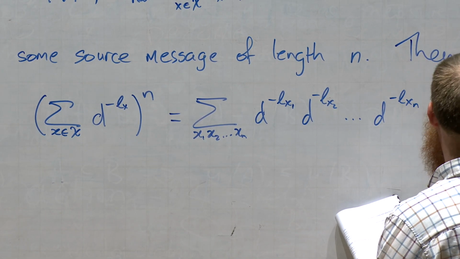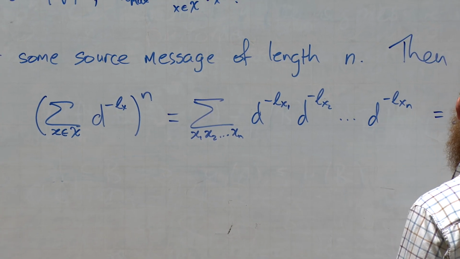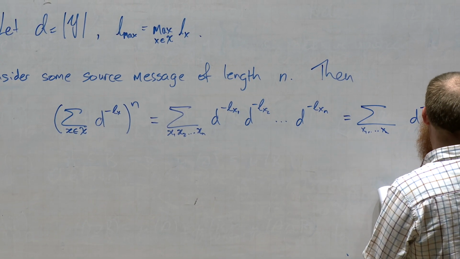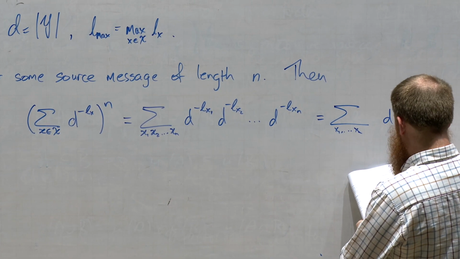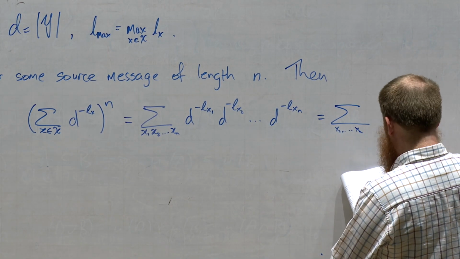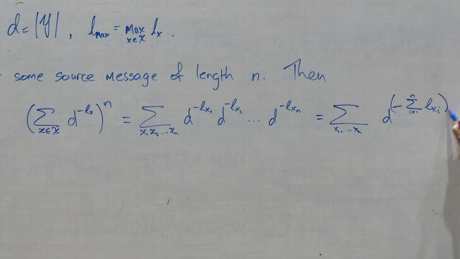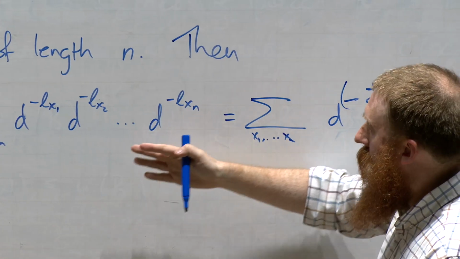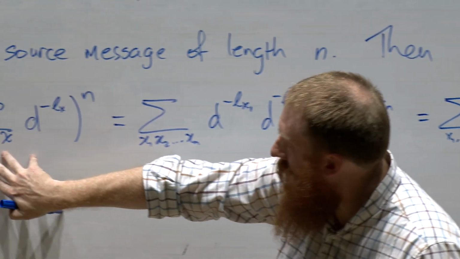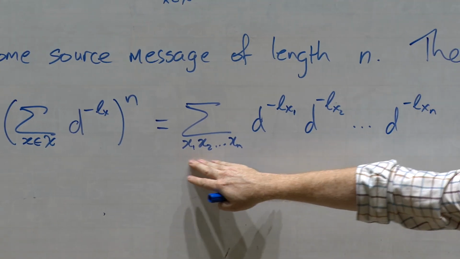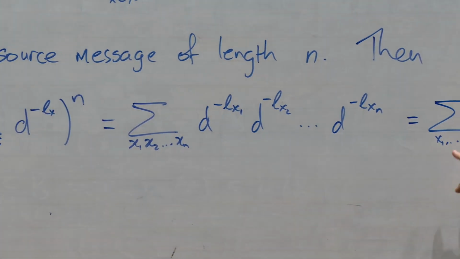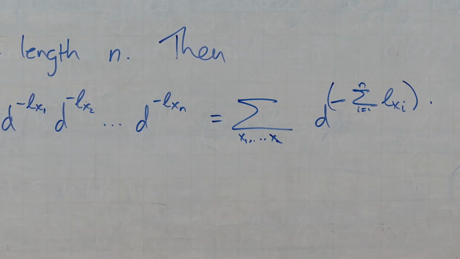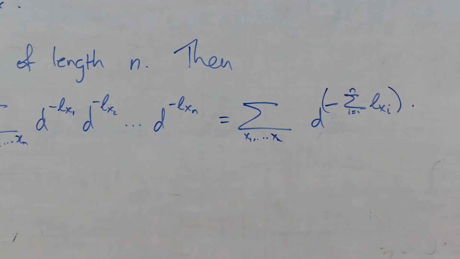Well, of course, I can write this as the sum over x1 through to xn of D to the negative sum of Lxi for i equals 1 to n. So I'm considering a source message of length n, and I'm summing over all possible ways that source message could occur. I write out all the different terms, and I get a sum, which is just this sum here. So I've considered all the source messages of length n.